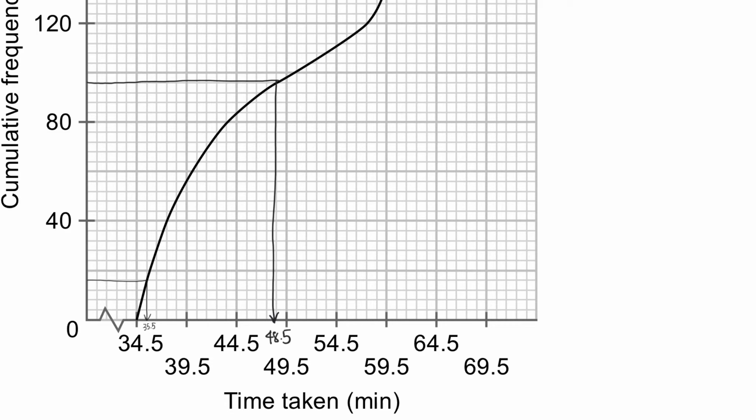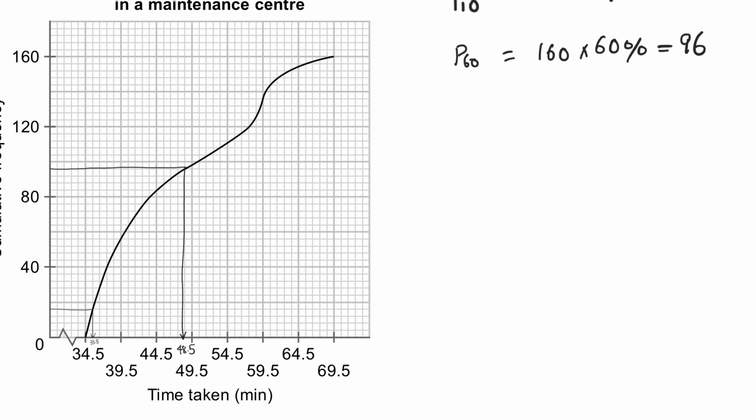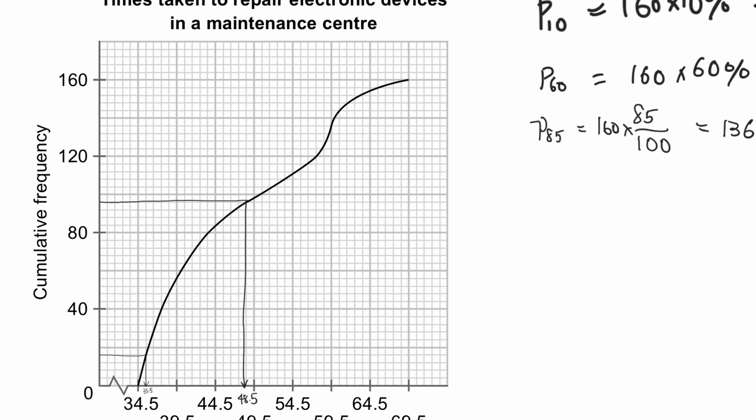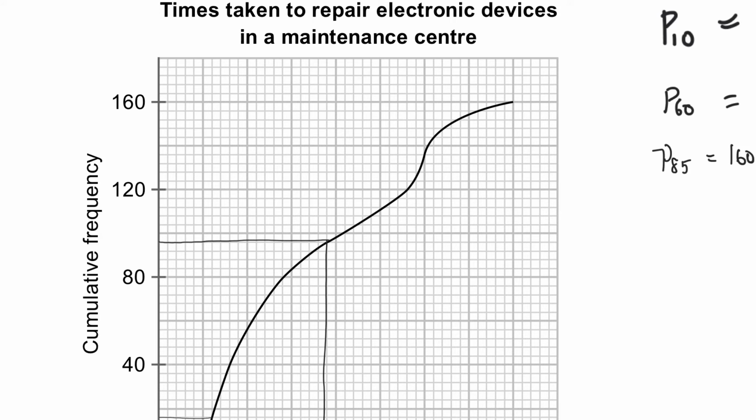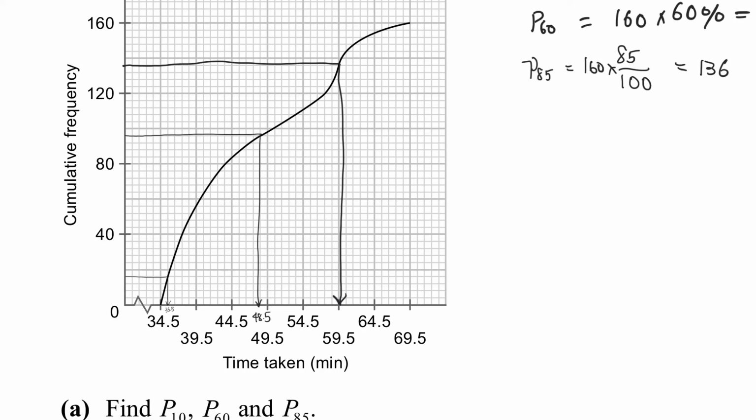And then for the last one, that will be about P85, which will give you 136. So this time you draw it from this side. And that is why you will have 59.5 for this.